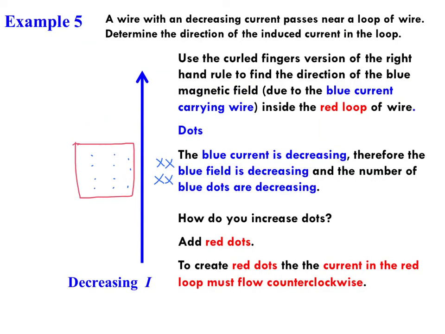In order to cancel out that decrease in magnetic field, we're going to have an increase in magnetic field created by the red wire. The only way to increase it is by adding a magnetic field in that direction. Now, in order for us to have a magnetic field in that direction, we must have a current going in the counterclockwise direction. Again, this is happening because we have a decrease in current in the blue wire.